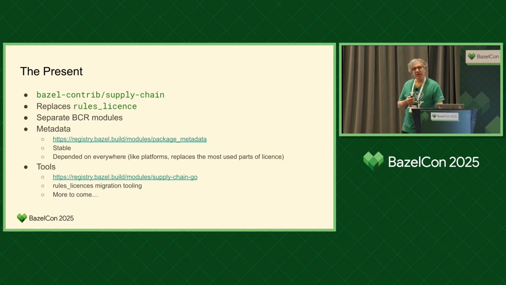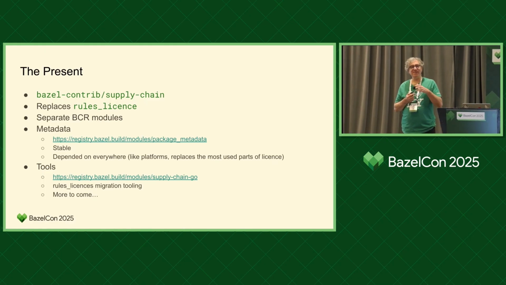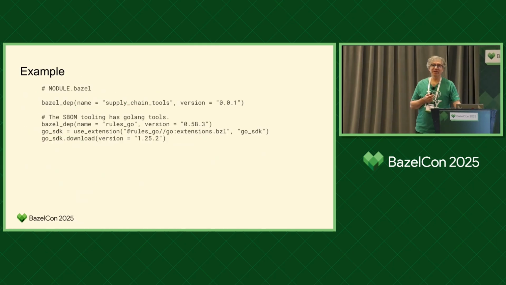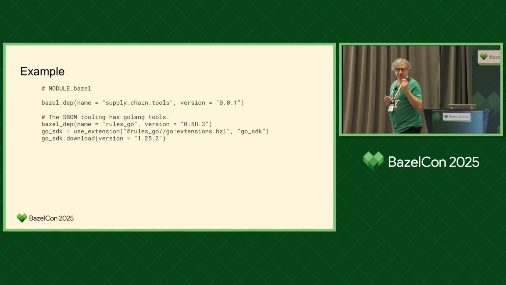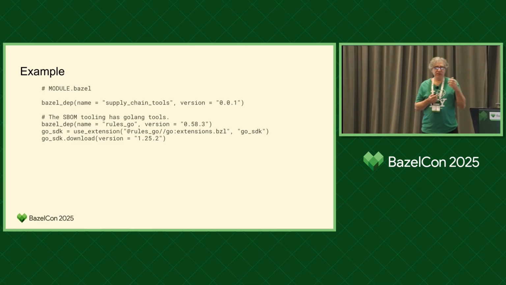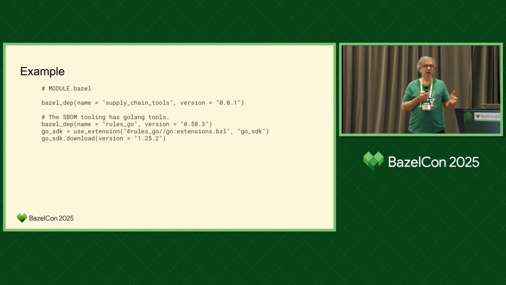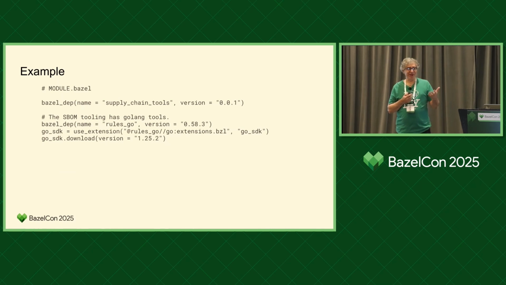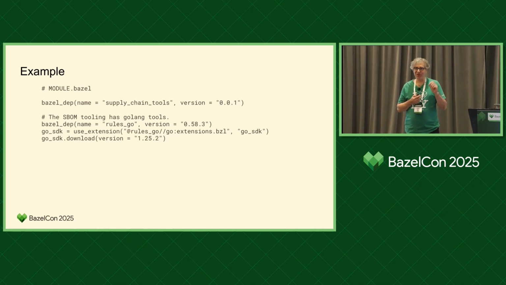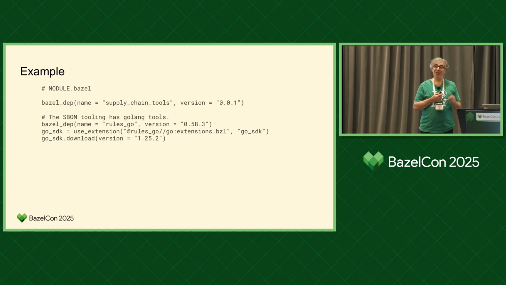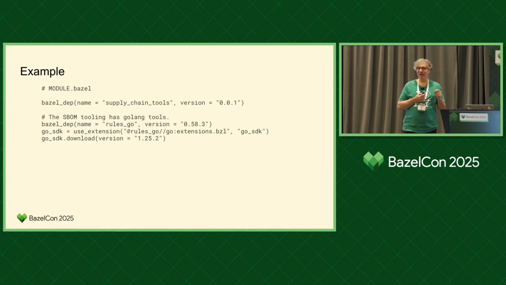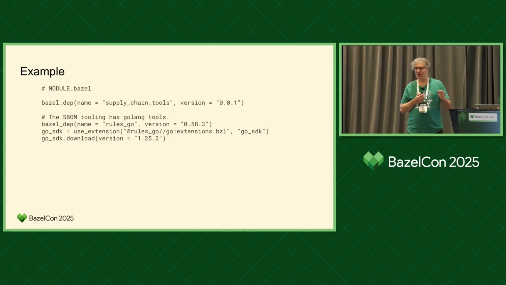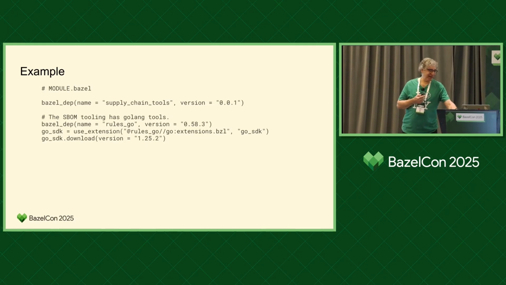We've also built a compatibility layer to ease the transition from the legacy rules license things to supply chain tools. So let's see what that looks like. If you wanted to use supply chain tools to build an SBOM for an existing artifact today, you'd have to bring it in through your module.bazel file. You'll notice the version number is 0.0.1, so it's very much your mileage may vary code right now. And our tooling depends on Go, so you'll have to bring in Go at a version you like.